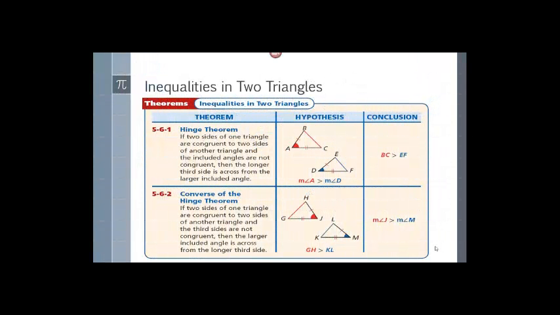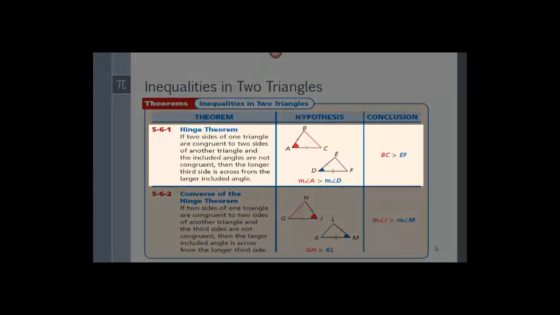And finally, we have inequality relationships that exist in 2 separate triangles as well. This is called the hinge theorem. Think of a hinge like on a door, right? A door opens and closes. If the angle changes, think of it that way. Okay? The hinge theorem says that if we have 2 triangles that have 2 pairs of congruent sides, so 2 sides of one triangle are congruent to 2 sides of another, and the included angles are not congruent.